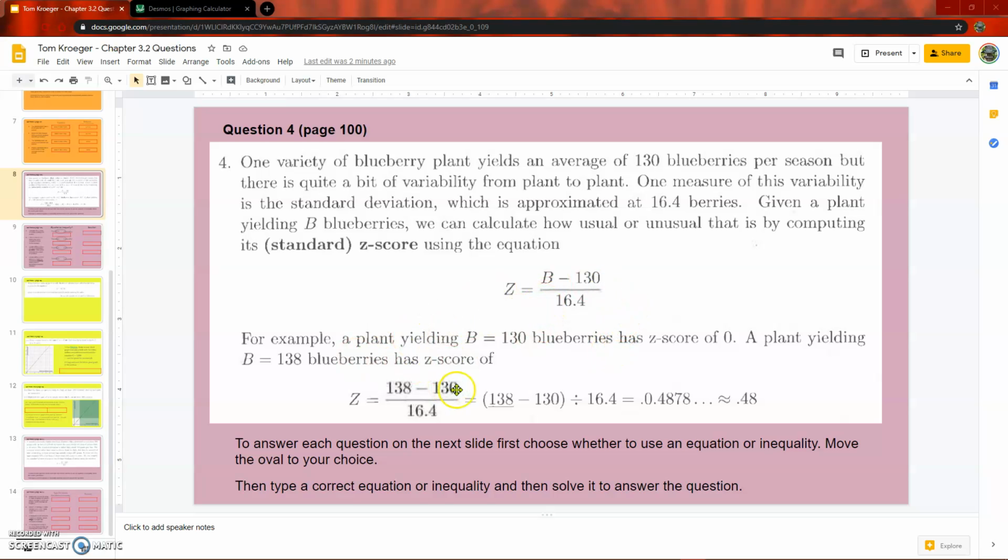So if a plant is yielding 130 blueberries, it would have a z-score of 0. If B represents the number of blueberries, 130 minus 130 would give us 0. 0 divided by 16.4 equals 0. A plant with 138 blueberries would have a z-score of 0.48. We would just do the calculation. 138 minus 130 divided by 16.4, we get 0.48. All right, so we're going to use this formula on the next slide here.